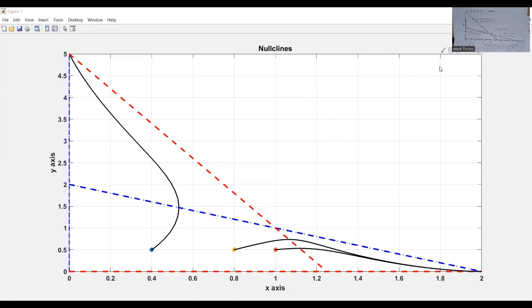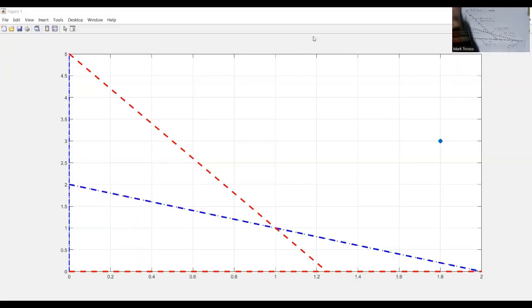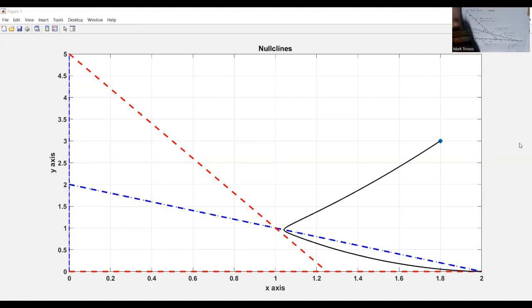So that gives you an idea what happens when you're outside the invariant regions. The points that are outside will usually get sucked into the invariant regions and then towards the stable critical points. This time I'm going to start way out here at the point 1.8 and 3, see what happens. Oh, there it goes. If we start out here at 1.8 and 3, the solution ends up going down into this invariant region and down to the critical point (2, 0).